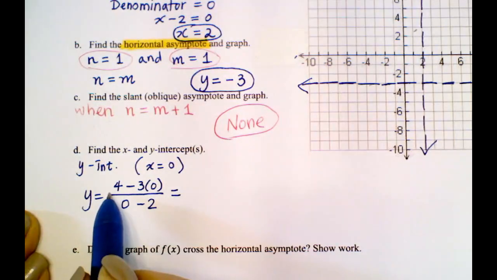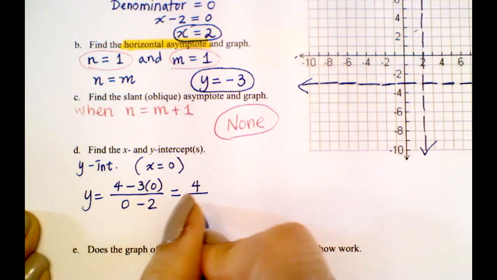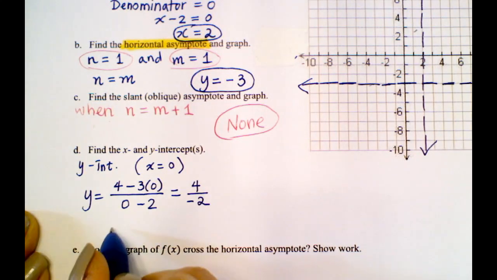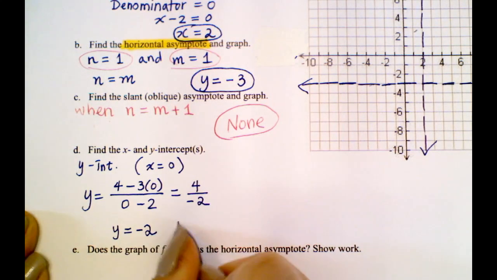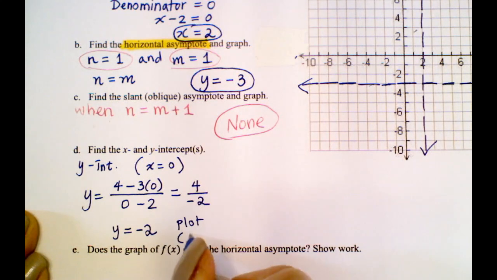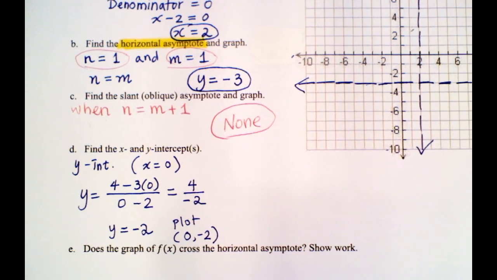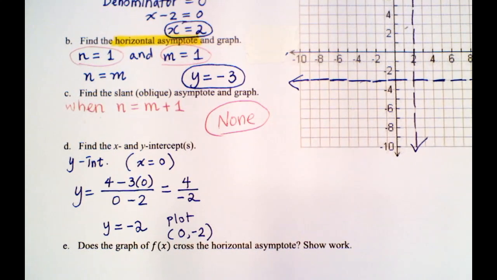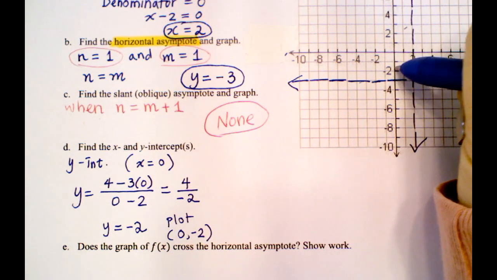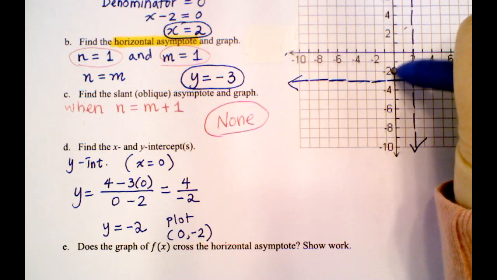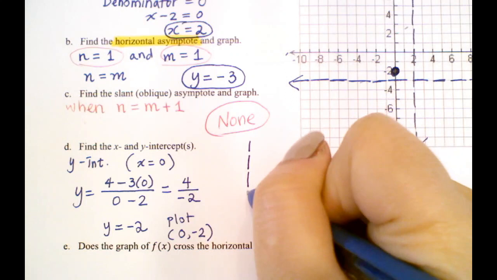So let's see what that is. This is 4 minus 0 over 0 minus 2. So we have a y-intercept at y equals negative 2. So we're going to plot this point 0, negative 2 on the y-axis, okay? So that's how you find the y-intercept. Just plug in x equals 0. On the y-axis, we are going to have a point right here.